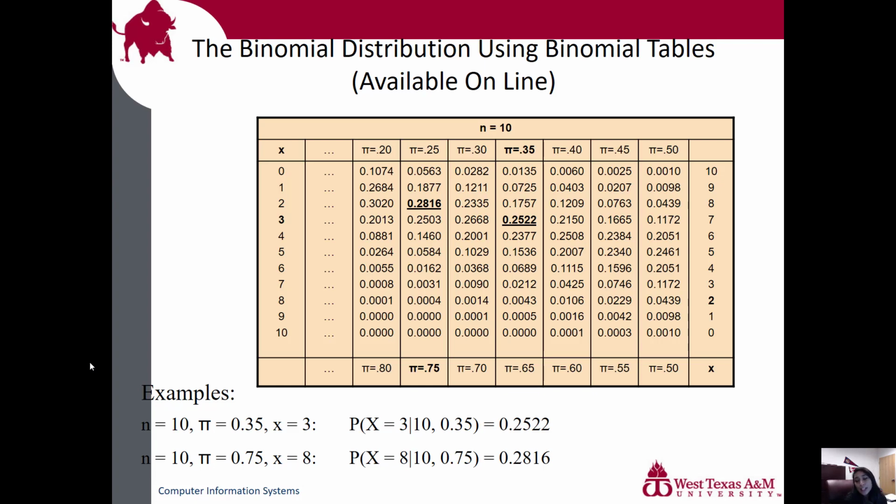The book does address that you can use binomial tables to calculate a binomial probability. This technique is not used very often because we have calculators, but just so that you're aware, you can use this table here for an n of 10, and here's your x down here and your probability. You can find that binomial probability.